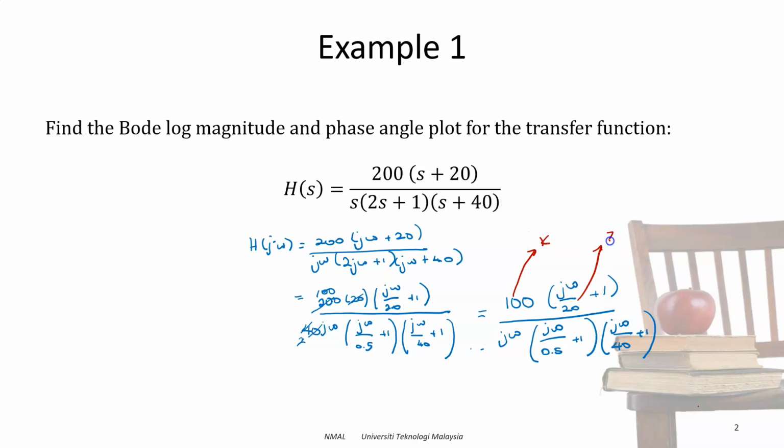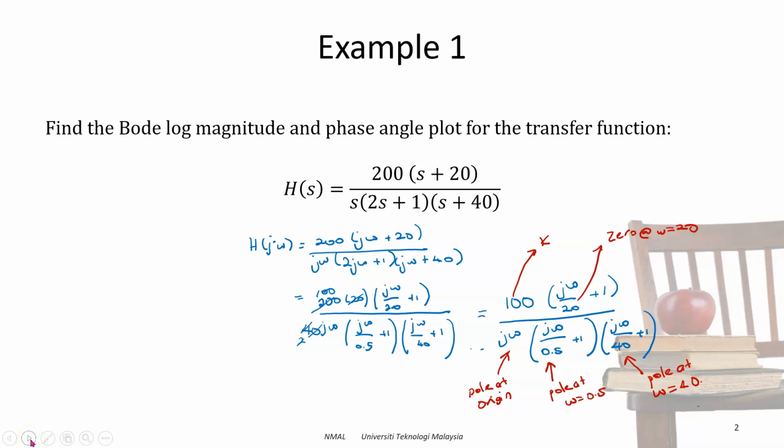This will be 0 at omega equal to 20. And this will be a pole at origin. Okay, because there is no denominator here. And this is pole at omega equal to 0.5. And this is pole at omega equal to 40. Okay, so we have identified that.